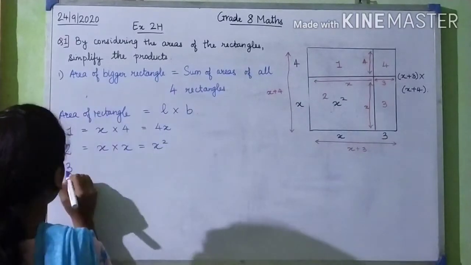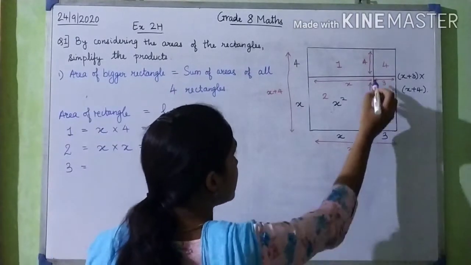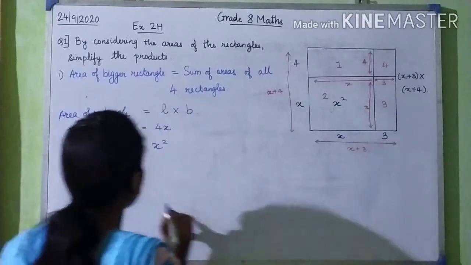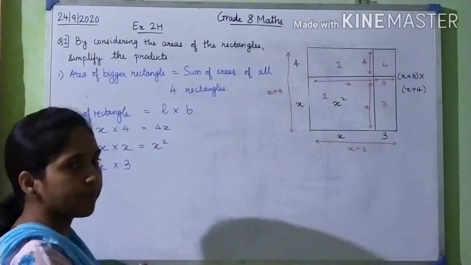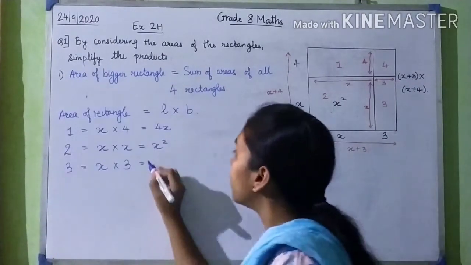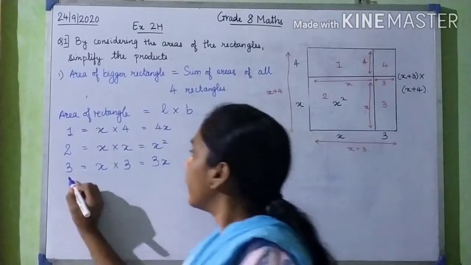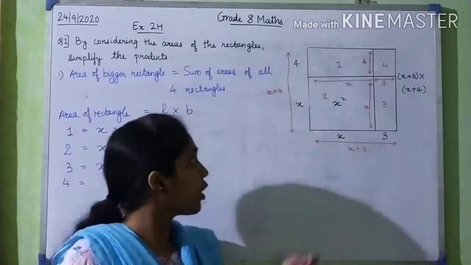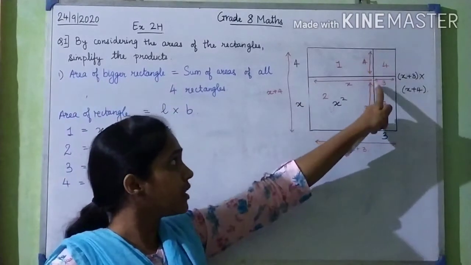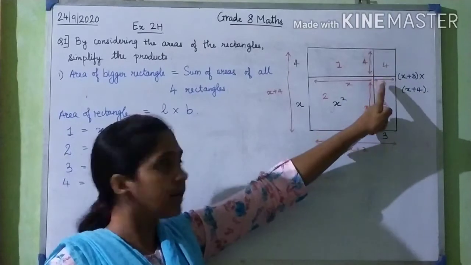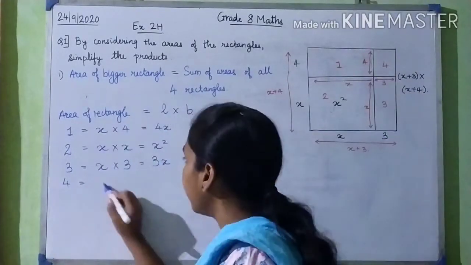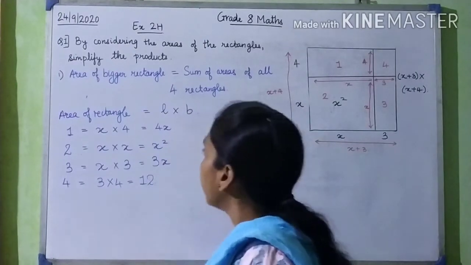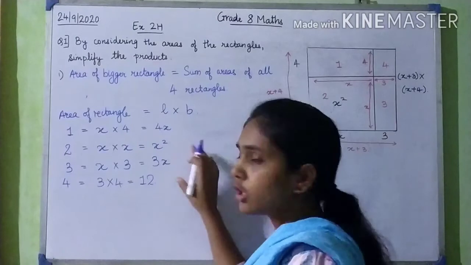Then the third one. For the third one, its length is x. Okay, so in place of length I write x and its breadth is 3. So I write 3 in place of breadth. So this becomes x into 3, which is equal to 3x. Okay. Then for the fourth rectangle, the small rectangle which is there in the corner, the length is 3 and the breadth is 4. Okay. So 3 into 4. So I will write 3 into 4. So what is 3 into 4? 12. Okay.